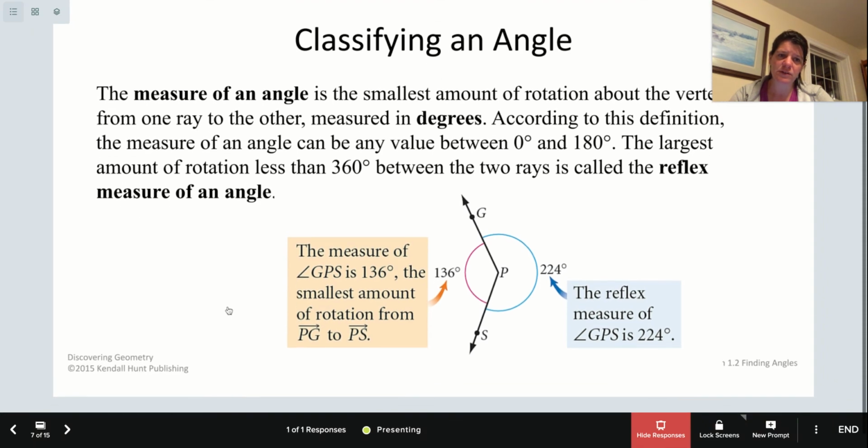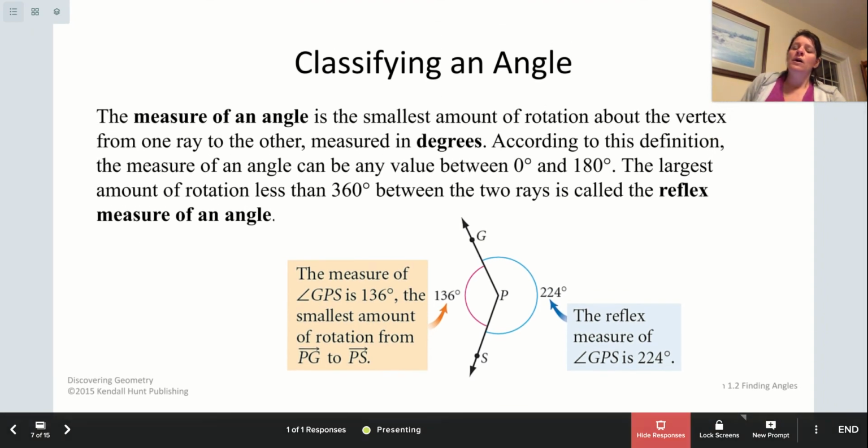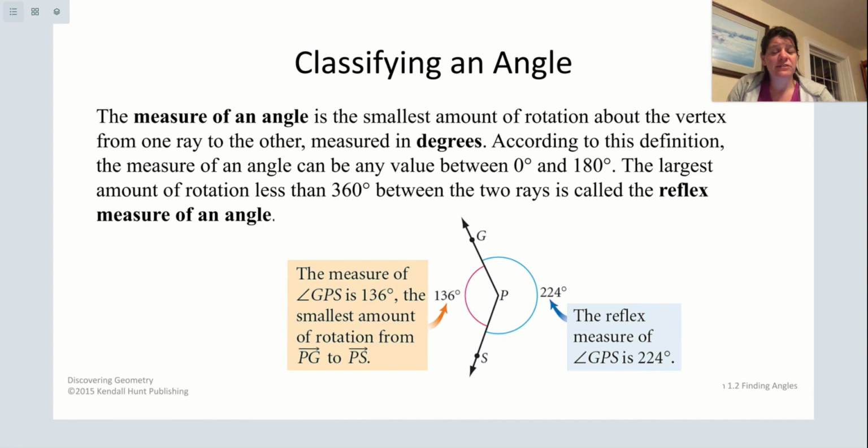So the big thing here is that when we talk about an angle by default, we use the smallest amount of rotation. And if we mean the opposite of that, if we don't mean the smallest, we have to indicate it. So if we take a look at this angle that they've drawn down here, the default measure would be 136 because that's the smaller amount of rotation. And if I specifically wanted the larger one, then I would have to ask for the reflex angle or draw it.